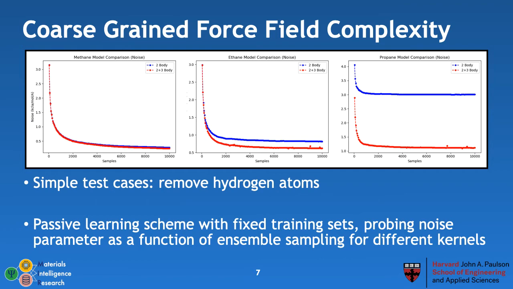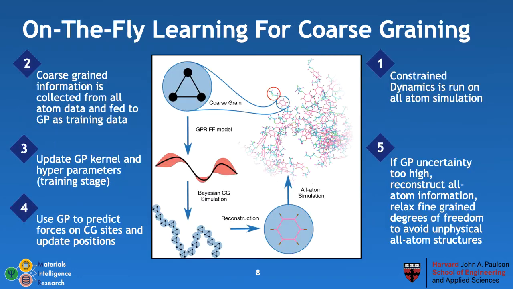test systems. But how does our new understanding of the potential complexity help us in designing potentials in the first place? These plots indicate that we should expect the addition of a three-body kernel to have the largest effect on the performance of propane, with very little effect on methane. To see that this is the case, let's turn our attention to our on-the-fly active learning protocol that will enable us to run simulations with our coarse-grained potentials as we learn them. We can then compare the performance of our potential on things like radial distribution functions to see if using the Gaussian process noise as a complexity probe is a good idea.